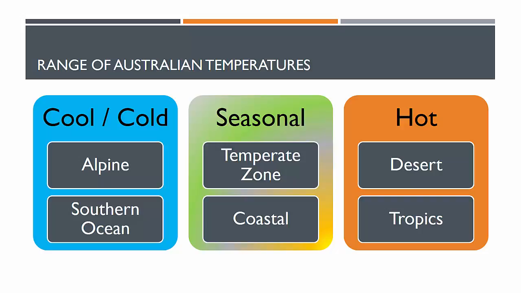So we've got cool and cold, with alpine and the Southern Ocean. We have seasonal, so you've got periods of cool, periods of hot, periods of windy and all that stuff. Temperate zones, if you're not sure what the temperate zone is, Goulburn's in the temperate zone. Grasslands, woodlands, that type of stuff are generally found in the temperate zone.